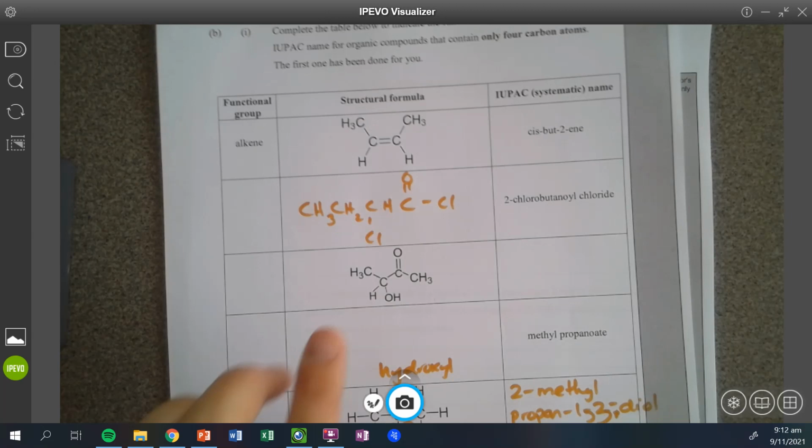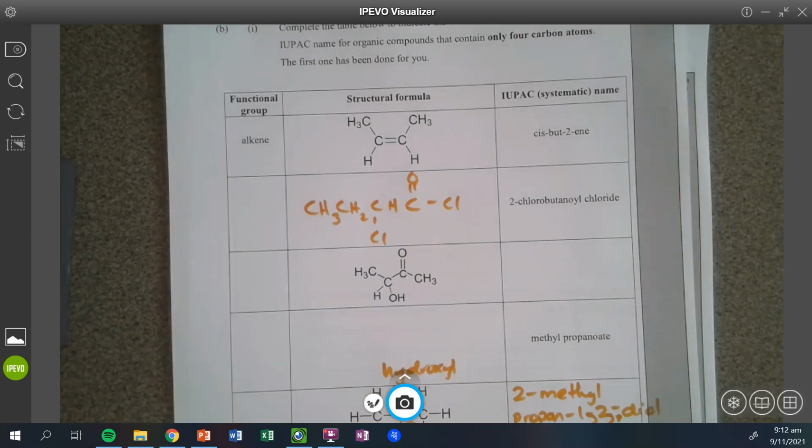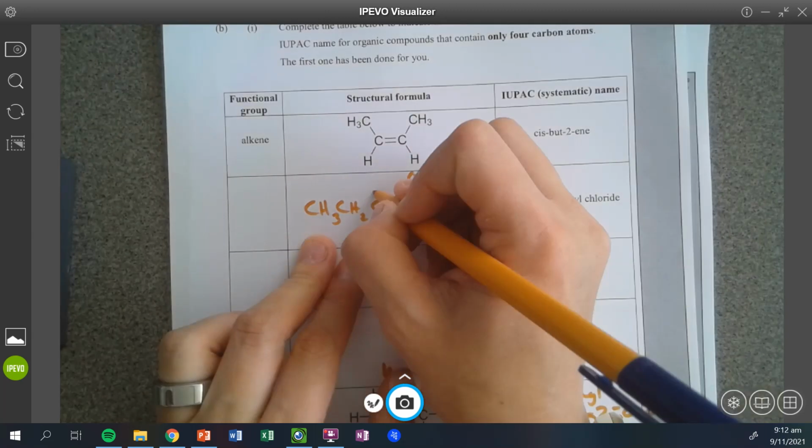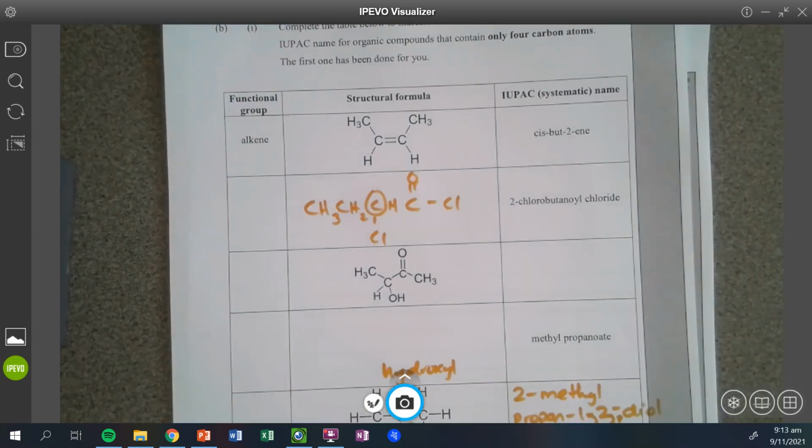All right, going through it, I need to find my chiral carbon. Anything with a double bond cannot be a chiral carbon. These 2 guys are out because they have 2 hydrogens, so your only chiral carbon is this guy here, and that's what you were using to draw your optical isomers.